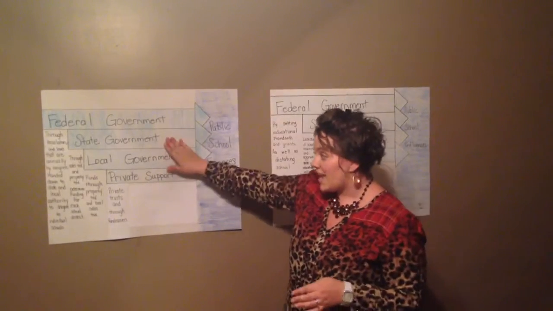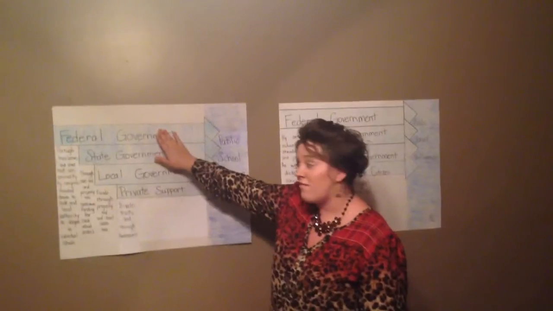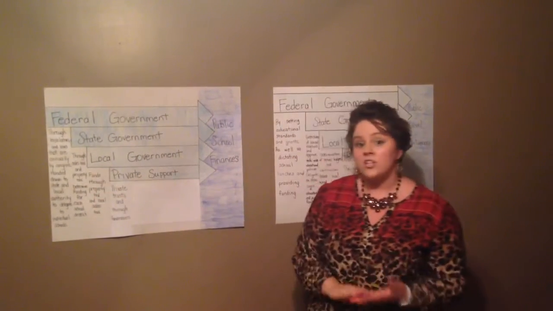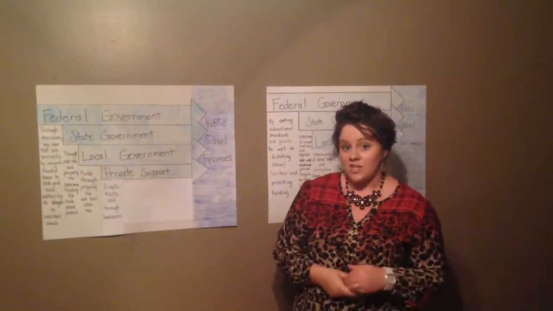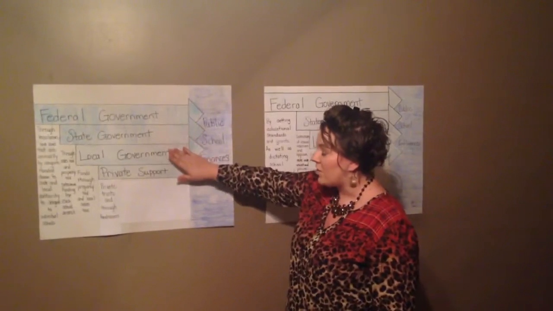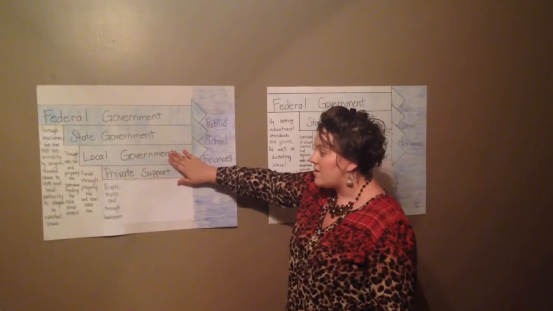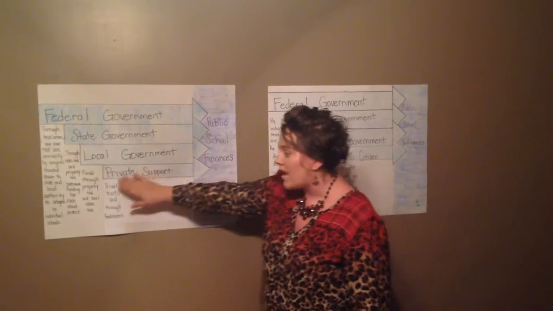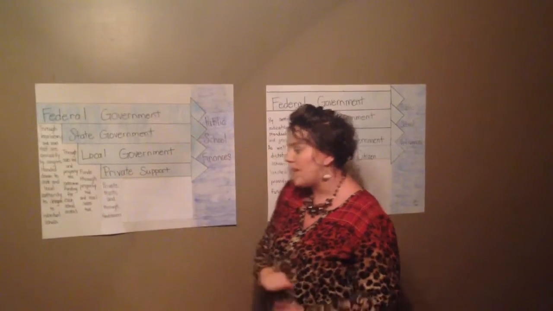Now, next, the state government, being handed down the budget by the federal government, and also through sales tax and property tax, determine the funding for each school district. And then handed down to the local government. They fund through the money that is given to them by the state and the federal government. Also, they use property taxes and local sales tax.